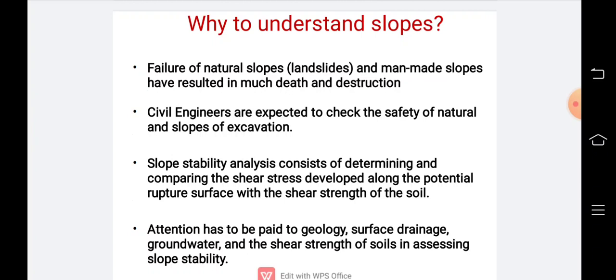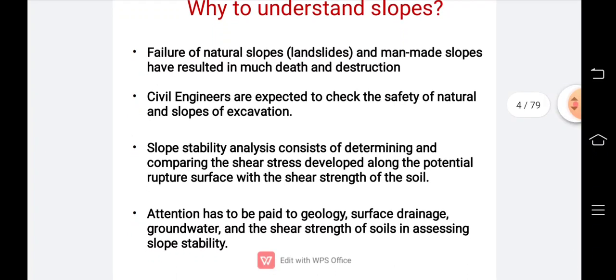The second point: civil engineers are expected to check the safety of natural slopes and slope excavations. As I told you, the factor of safety against sliding is a very important factor. We have to check the safety of the slope against the sloping surfaces. If the factor of safety is not checked, it will cause property loss and human loss.